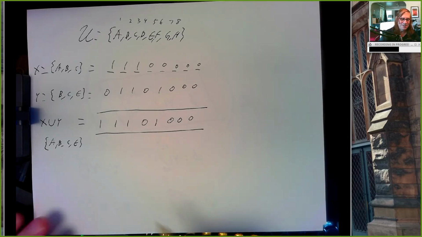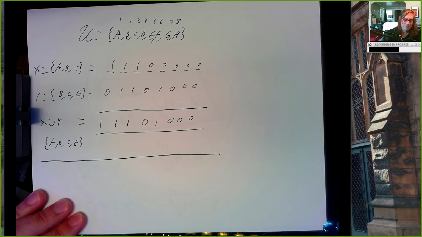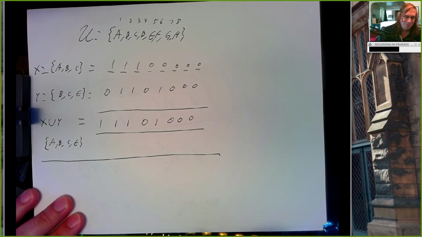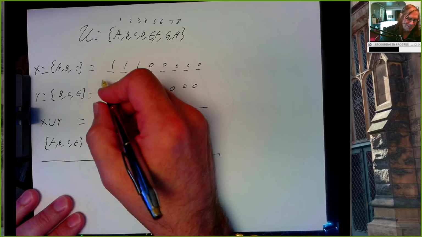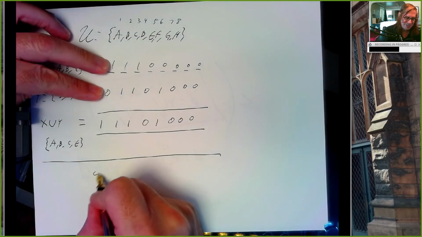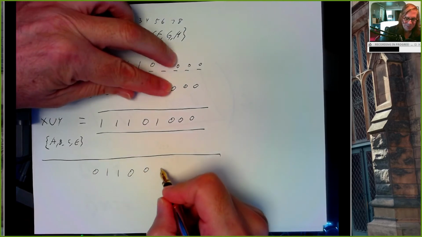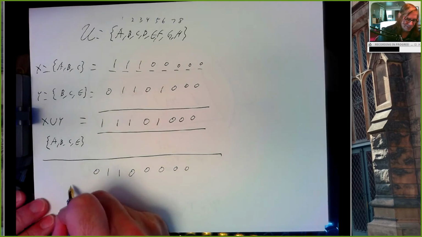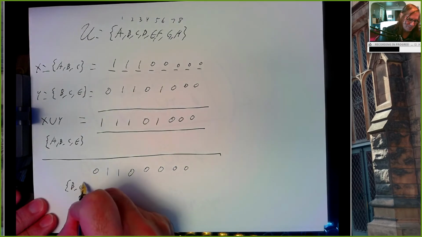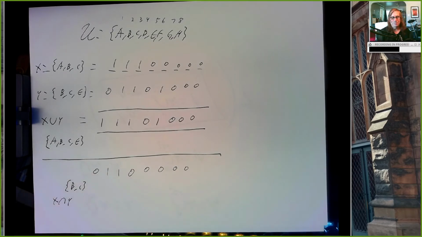What do you think I get if I take the logical AND? Just a wild guess. Intersection. Yeah, you get the intersection. So looking at these 2 sets, if I do a logical AND, that's a 0, that's a 1 and a 1, and everything else is going to be a 0. Well, that's the set {B, C}, and that's the intersection of X with Y.